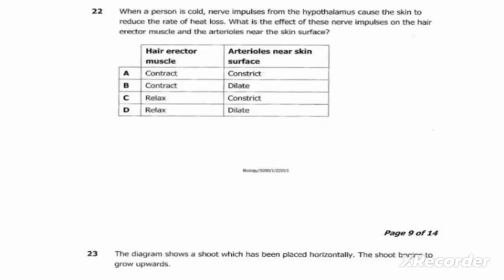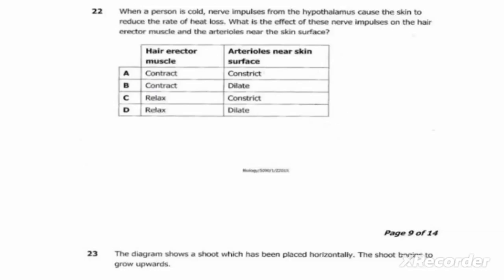Question 22, the question reads, when a person is cold, nerve impulses from the hypothalamus cause the skin to reduce the rate of heat loss. What is the effect of these nerve impulses on the hair erector muscle and the arterioles near the skin surface? A. Contract.